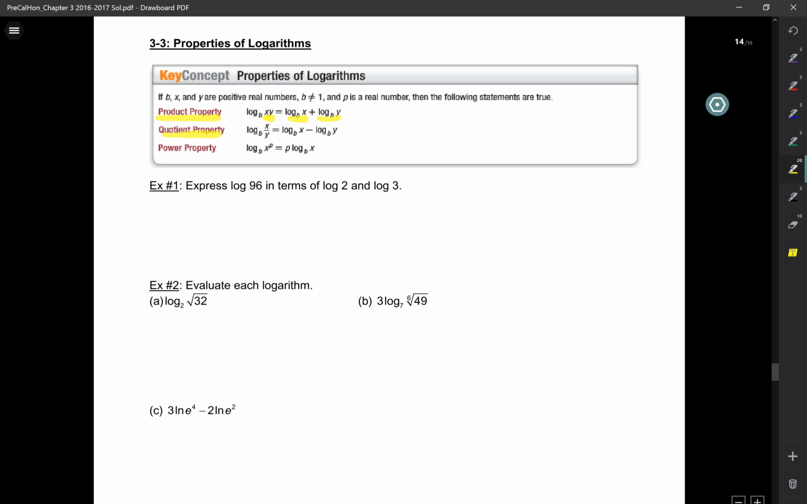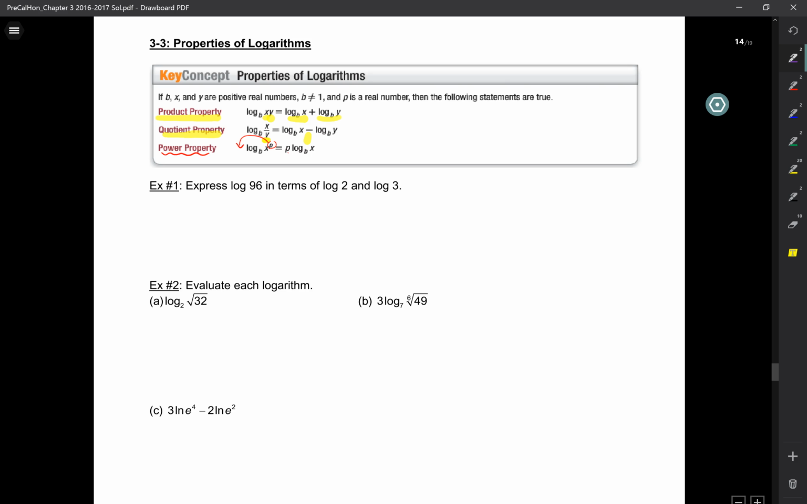Similarly, for the quotient property, if you have log base b of x over y, then you have log of x minus log of y. Now the power property says if you have log base b of x to the power of p, then that comes down and you have p log base b of x. All right, so let's apply these properties.